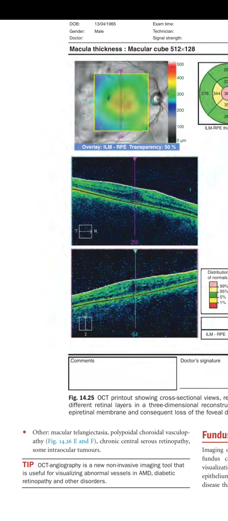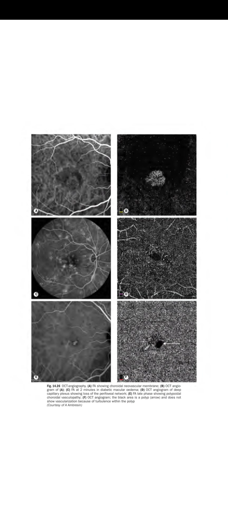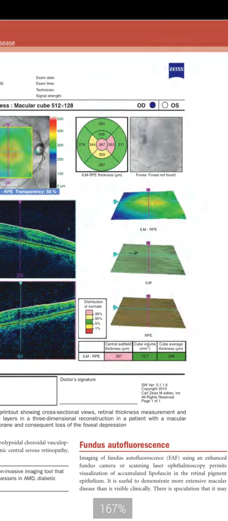Tip: OCT angiography is a new non-invasive imaging technique that is useful for visualizing abnormal vessels in AMD, diabetic retinopathy, and other disorders. Then there is fundus autofluorescence, which we basically told you earlier in the case of fluorescein angiography, that some materials like drusen have some fluorescent property. So without giving the patient a fluorescein injection, by putting the blue excitation filter and a green barrier filter, you have some kind of high fluorescence of the area. So that is known as fundus autofluorescence.